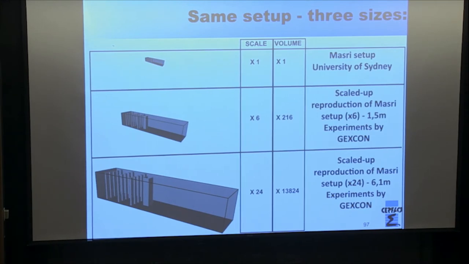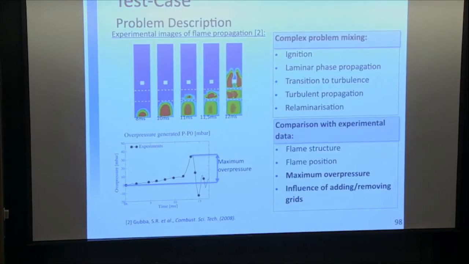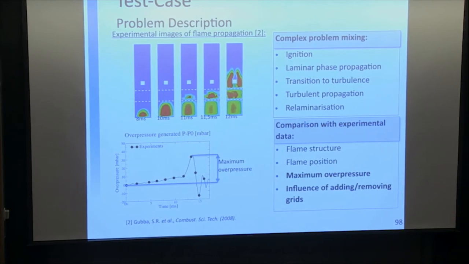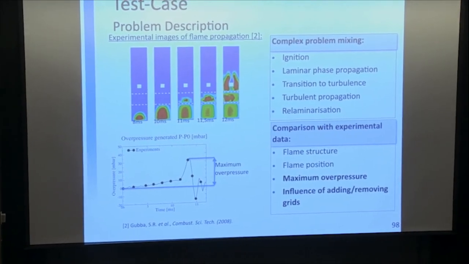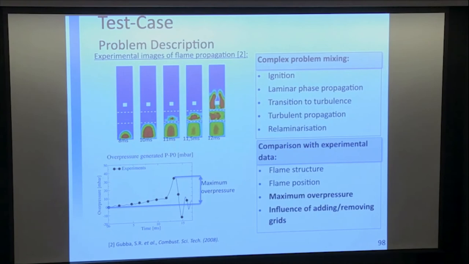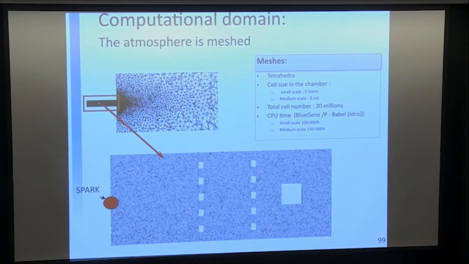So I'm going to show you the things which work. That's the small scale. And at the small scale, the flame starts like this, and it grows, passes through the grids, passes out, and you measure the maximum overpressure over time, and you see if you can match the experiment. This is a typical view of a mesh. Like always, we mesh the outside atmosphere so that we don't have to worry about acoustics. And we spark, or we put a laser energy deposition here at this point, and the flame grows.